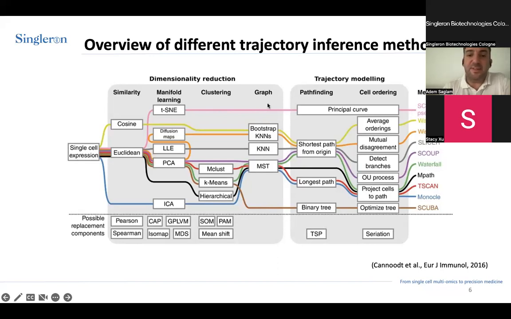They use different tools, different approaches, like different dimensionality reduction methods. We have already talked about PCA in our previous webinars, t-SNE. But for example, Monocle, if you follow this blue path, uses ICA, independent component analysis. So I'm also going to talk about that. The different tools will use different dimensionality reductions, and then after reducing the dimensionality, they will use different trajectory modeling algorithms.